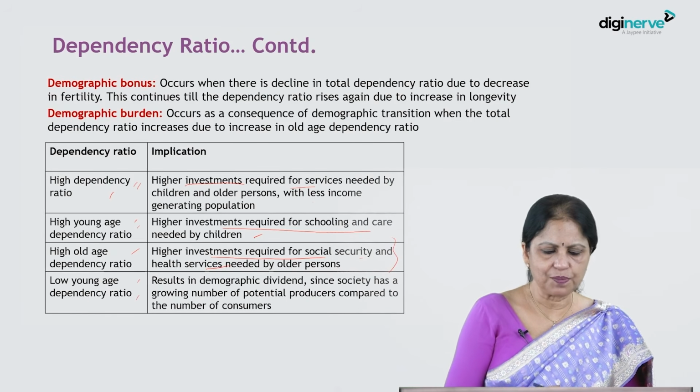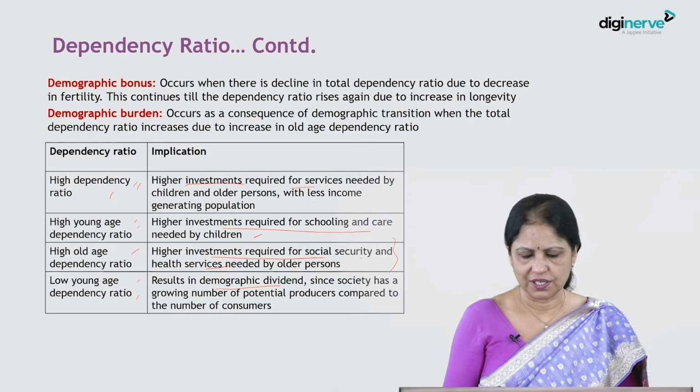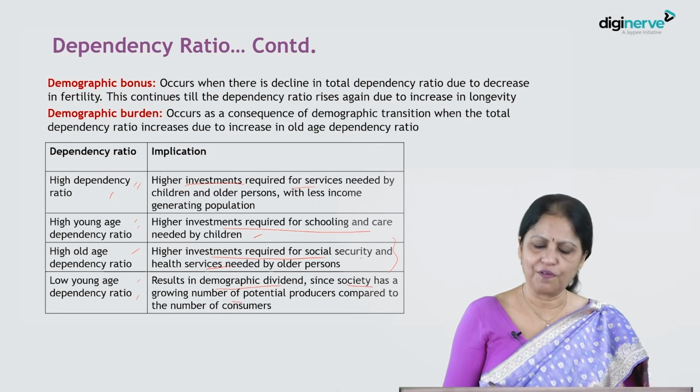And a low young age dependency ratio results in demographic dividend or demographic bonus, since society has a growing number of potential producers compared to the number of consumers.